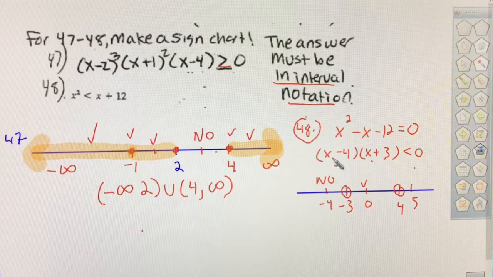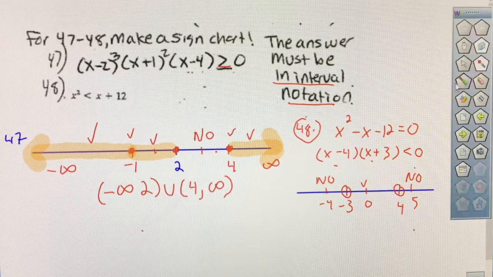If I plug 5 in there, that's going to give me 5 minus 4, which is 1, times 5 plus 3, which is 8. But when I multiply them, that gives me a positive 8. Is 8 less than 0? No, it's not true. So it doesn't work at this section either. So now to graph this, it doesn't ask you to graph it, but I use it to help us. It only works between negative 3 and 4.